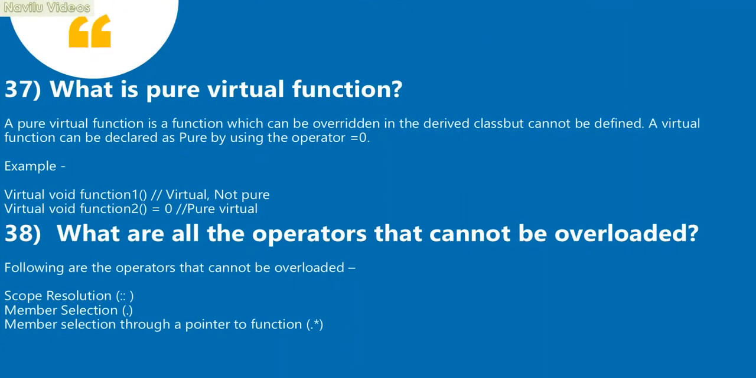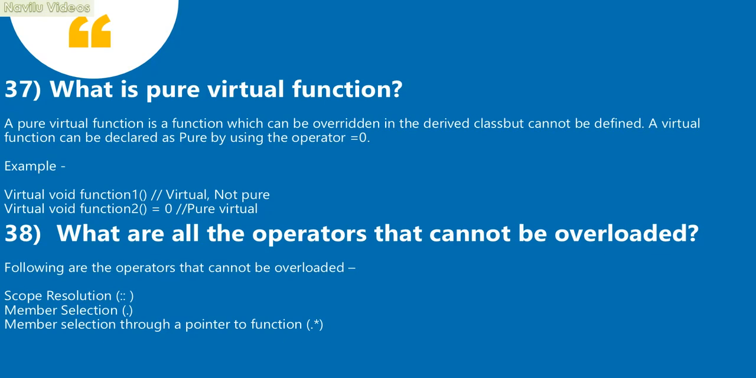37. What is a pure virtual function? A pure virtual function is a function which can be overridden in the derived class but cannot be defined. A virtual function can be declared as pure by using the operator equals 0. Example: virtual void function1 is virtual, not pure. Virtual void function2 equals 0 is pure virtual.